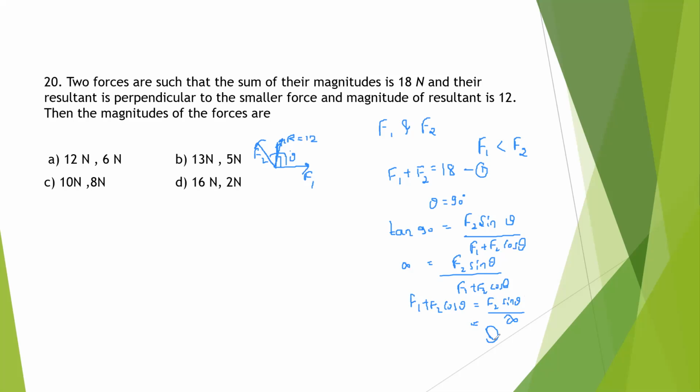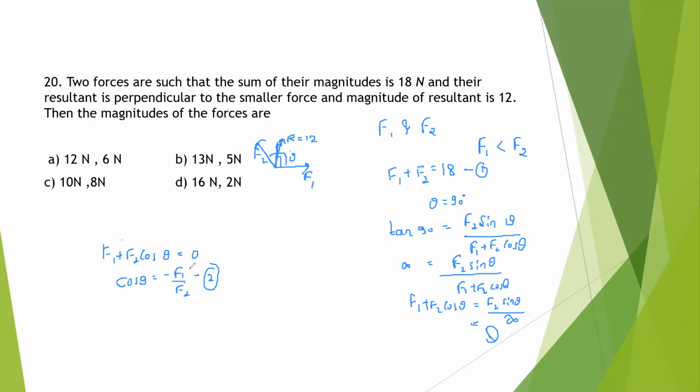Here we can take it as 0. Therefore, what we are getting is F1 plus F2 cos theta is equal to 0. Or we can also write it as cos theta is equal to minus F1 divided by F2. This is our equation 2. What is our equation 1? Equation 1 is F1 plus F2 is equal to 18.